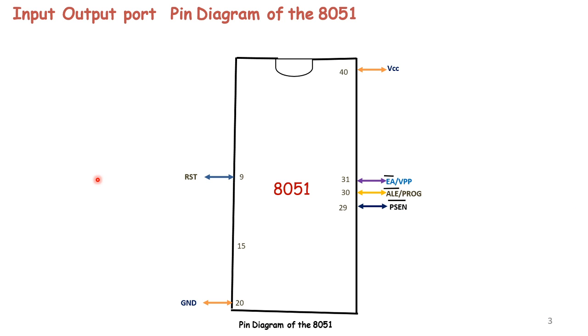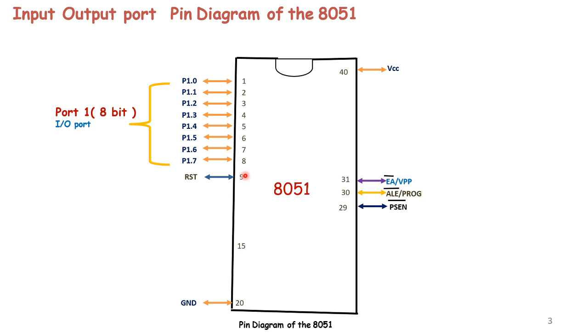Input output port in pin diagram of 8051. So where do the input output ports lie? The input output ports need 32 pins. There are 4 different input output ports. Port number P10 to P17, so this is port 1, consists of pin 1 to pin 8. So this is port 1, which is an 8-bit port, working as input output port.